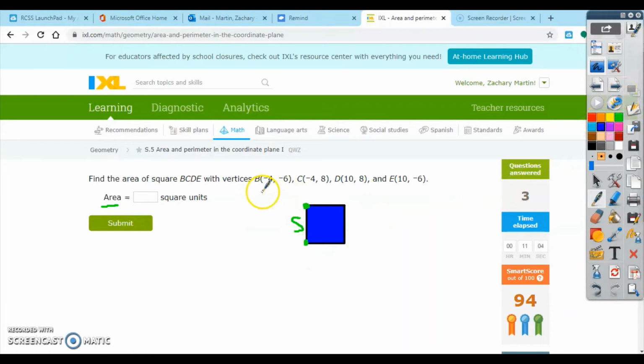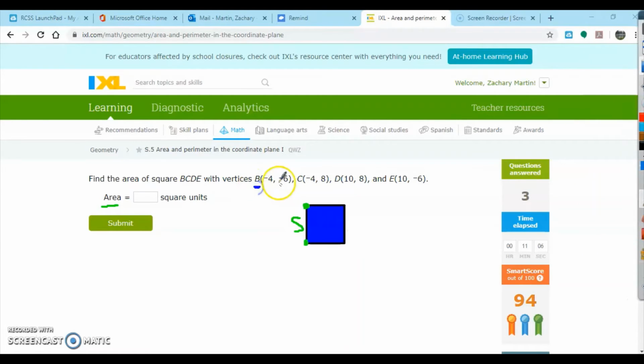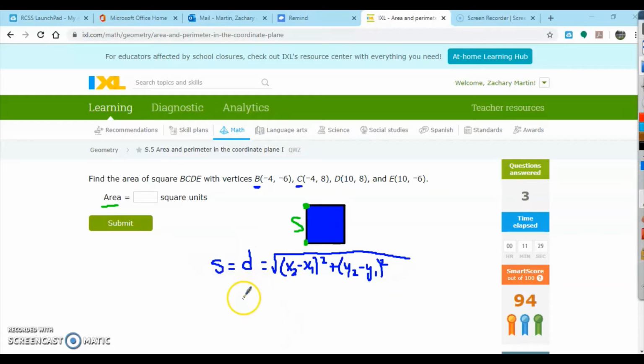Well, how do I find the length of any given side? I need to find the distance from B to C. So that means I'm going to need to use my distance formula. You may or may not remember this guy, but it's x2 minus x1 squared plus y2 minus y1 squared. So the distance, or the side length, is really the distance, right? So my side length, or my distance, I'm just going to write equals here, square root, and we're going to go from B to C here.